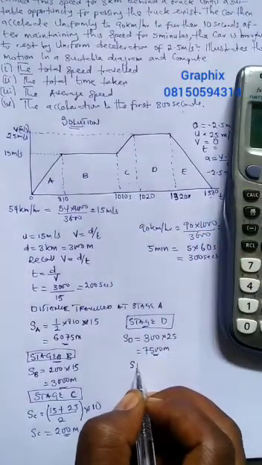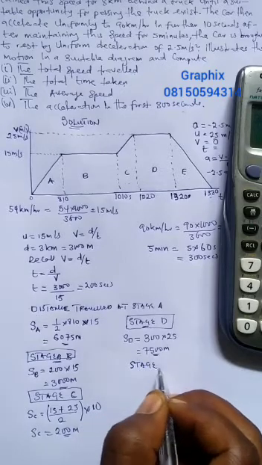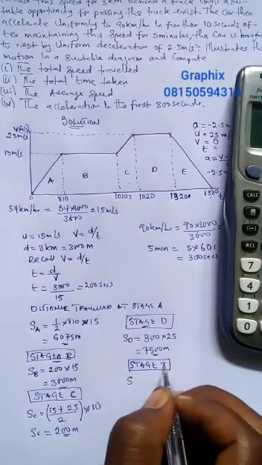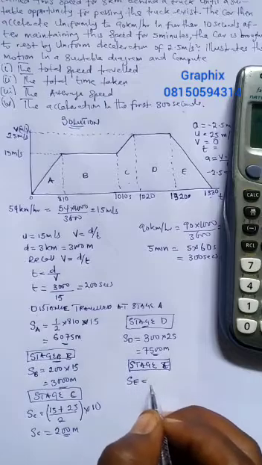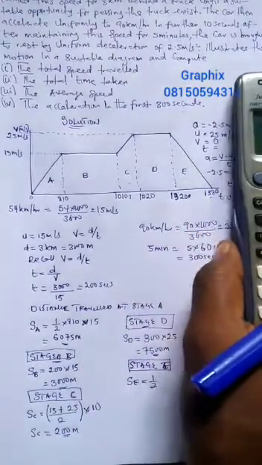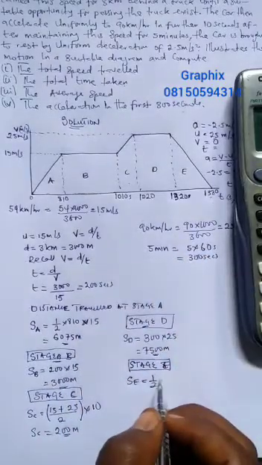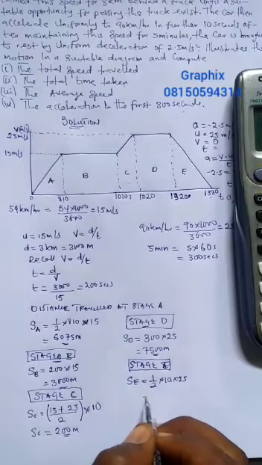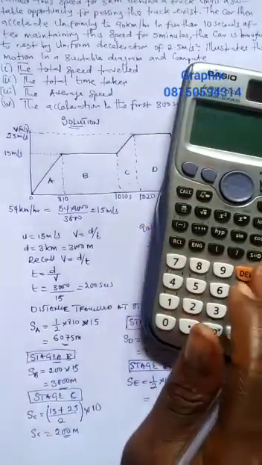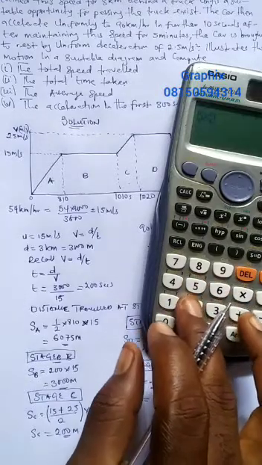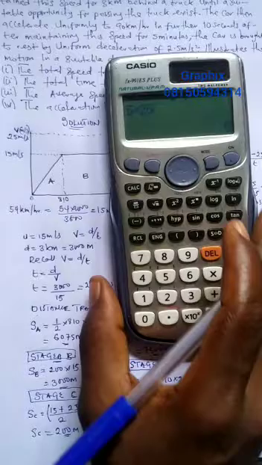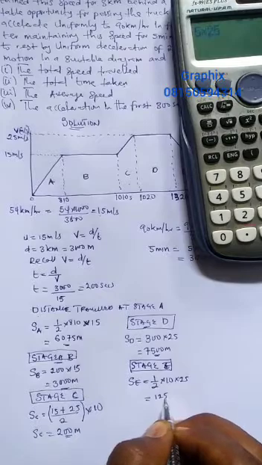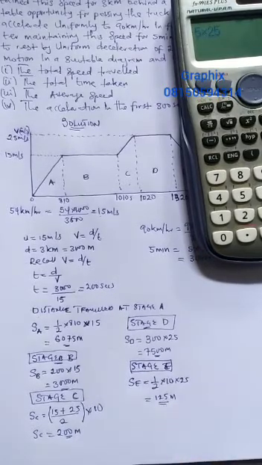So for stage E, we have my SE is equal to half. Base in between these two is 10, right? The base is 10 seconds times the height, which is 25. So that will give me 5 times 25. Are we good? So we have 125 meters. Are we good? That is stage E.